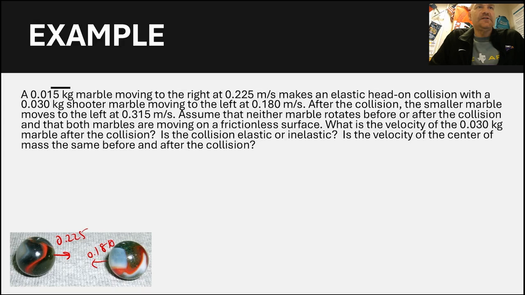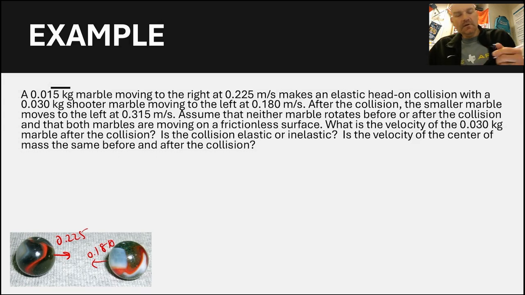After the collision, the smaller marble is going to move to the left at 0.315. Assuming that neither marble rotates before or after the collision, and that both marbles are moving on a frictionless surface, what is the velocity of the 0.030 kilogram marble after the collision? Is this collision elastic or inelastic? And is the velocity of the center of mass the same before and after the collision?